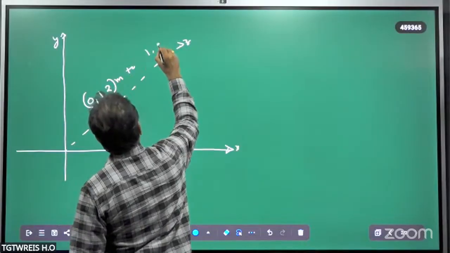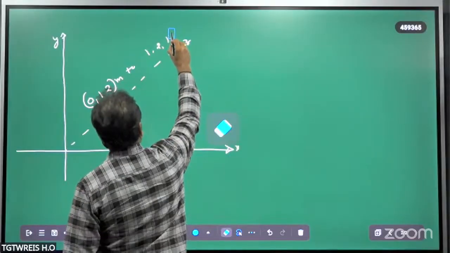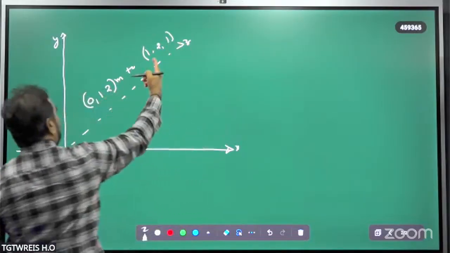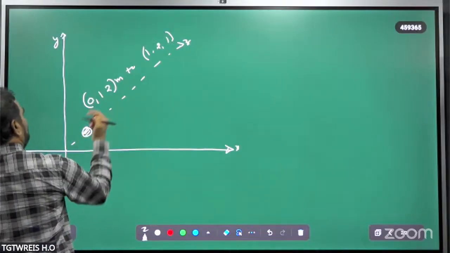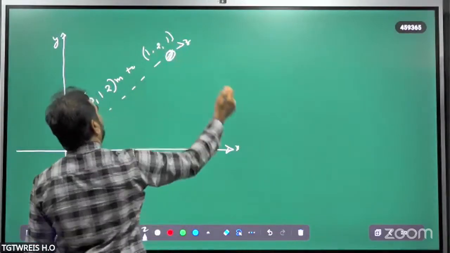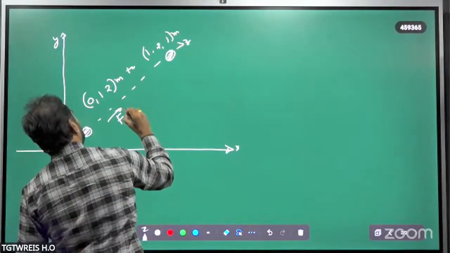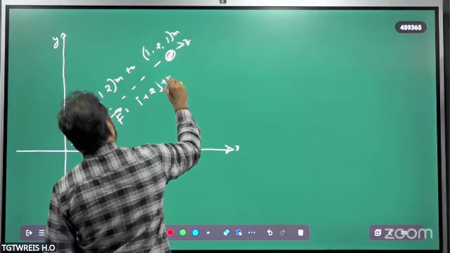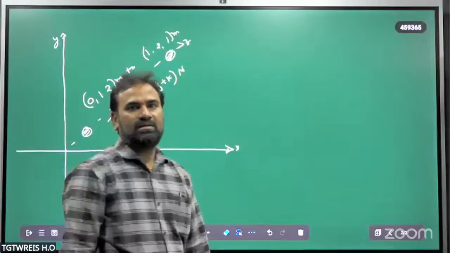(1, 2, 1) meters under the influence of an external force. The particle has to be displaced from the initial position (0, 1, 2) to the final position of (1, 2, 1) meters under the influence of an external force F bar equal to i plus 2j plus k newtons. Then find the torque acting on the object.